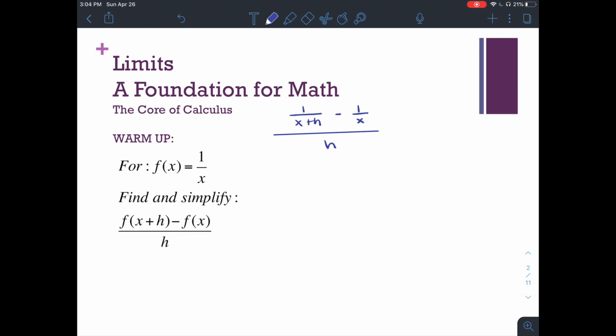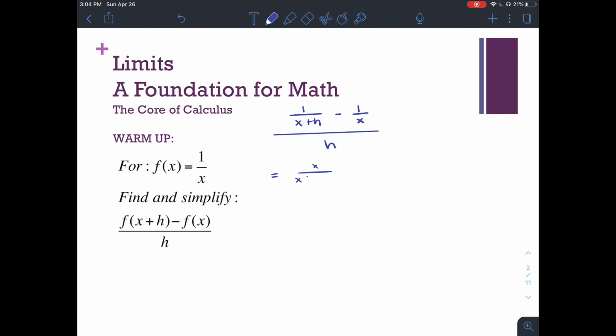And you might be looking at this and thinking, how in the world do we simplify? Almost anytime you have something like this, I would start by trying to combine those two fractions, those two rational expressions in your numerator. And we do that by getting a common denominator.